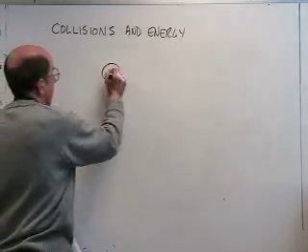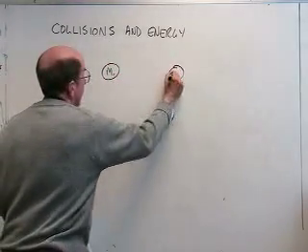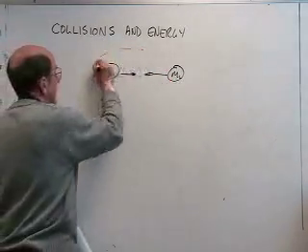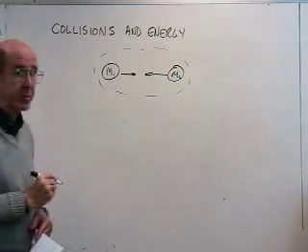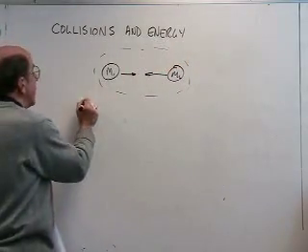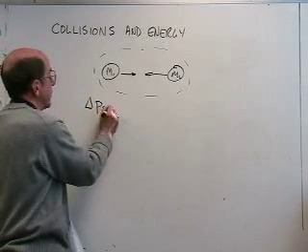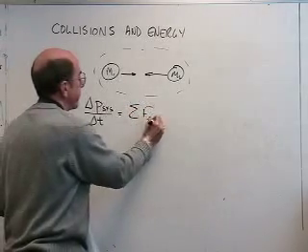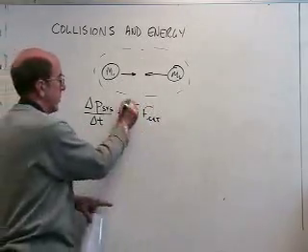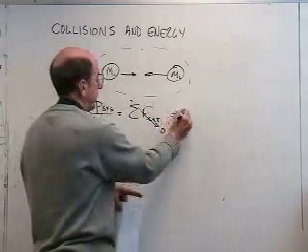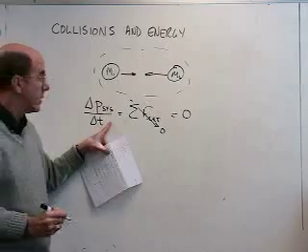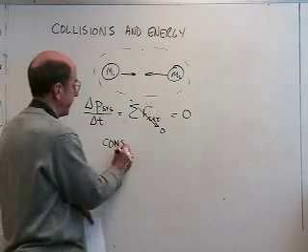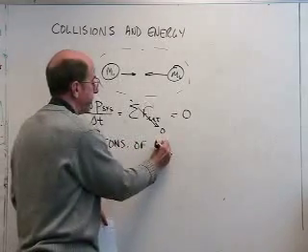So suppose I have two objects, mass 1 and mass 2, and they collide. If we look at these as a system, that's a system in which there are no external forces on it. We know that the change in the momentum of the system over the change in time is equal to the sum of the external forces. And if this term goes to 0, then the change in momentum of the system is equal to 0, and the momentum is a constant. So this is the conservation of momentum of the system.